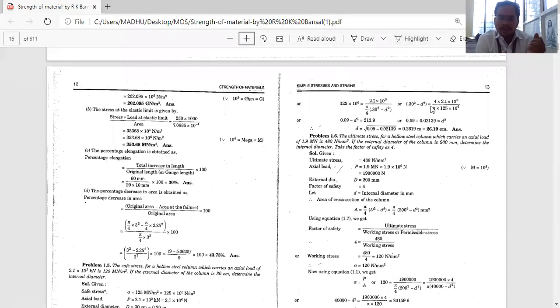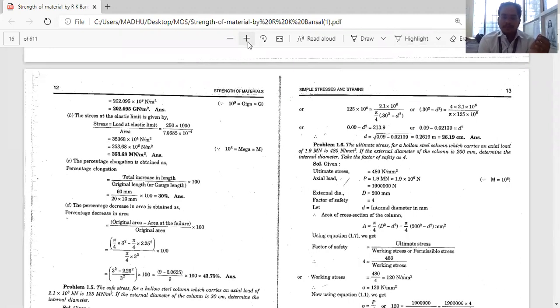Hello everyone. So far we have seen some important problems and we will continue some more problems in this video lecture because they are quite important in the strength of material. As many problems we do, that will always improve our concepts and fundamentals. Now we will see problem number 1.6. Let me zoom this.